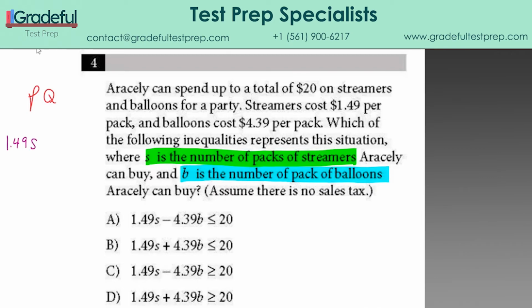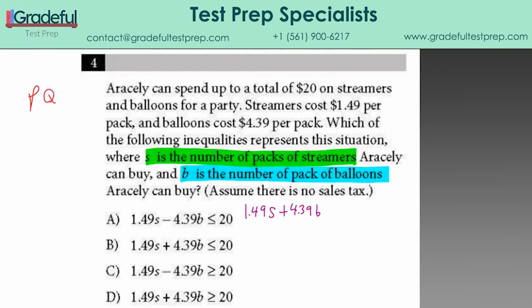And for the balloons, they are 439 per pack, and we have B of those. Now the question is telling us that this amount of money, both of the price times quantity statements put together, should be less than or equal to 20. And that's because the person here only has $20 to spend. So both of these things put together has to be less than or equal to 20, and that matches answer choice B for number 4.